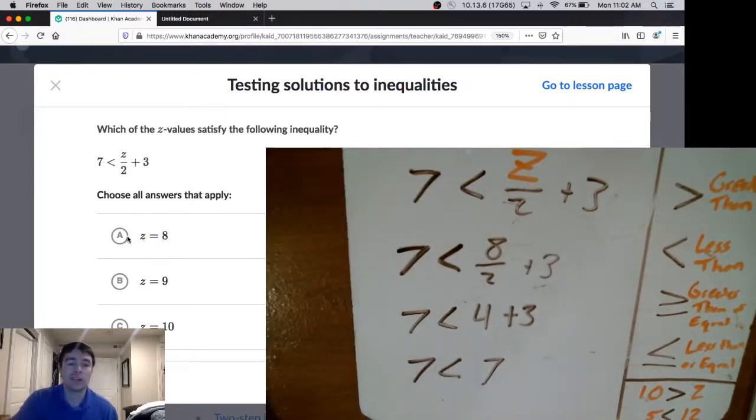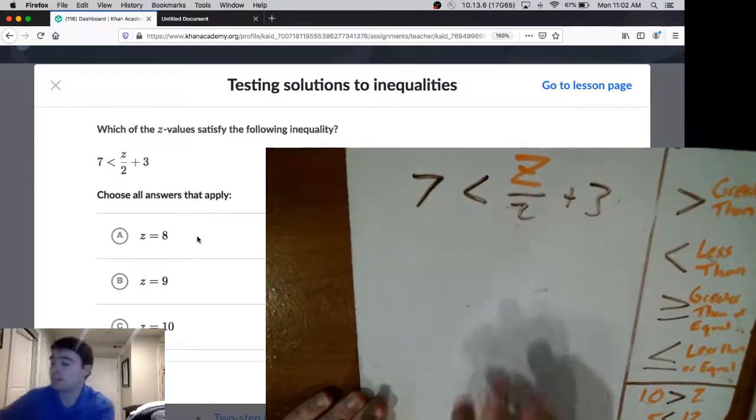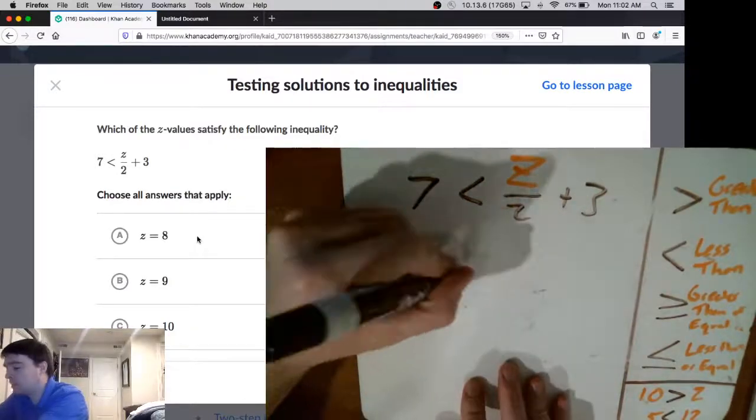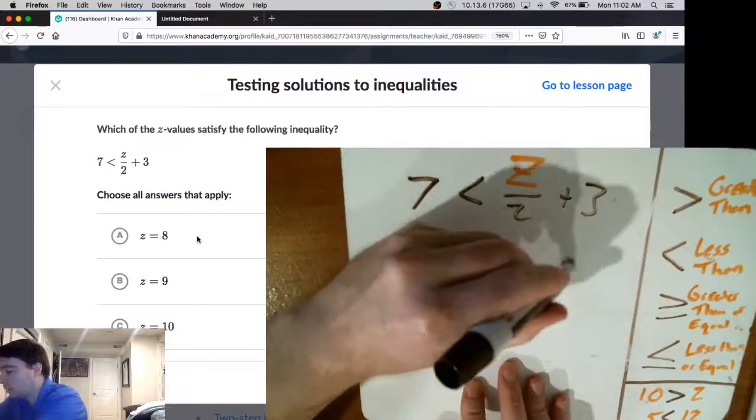So for that reason, I cannot pick an 8. Z cannot be equal to 8 because that would produce an inequality that's not a true statement. 7 is not less than 7. The next answer they want me to test is 9. So this becomes 7 is less than 9 divided by 2 plus 3.